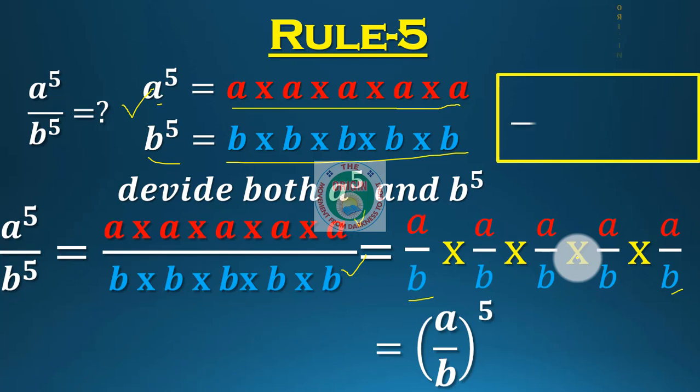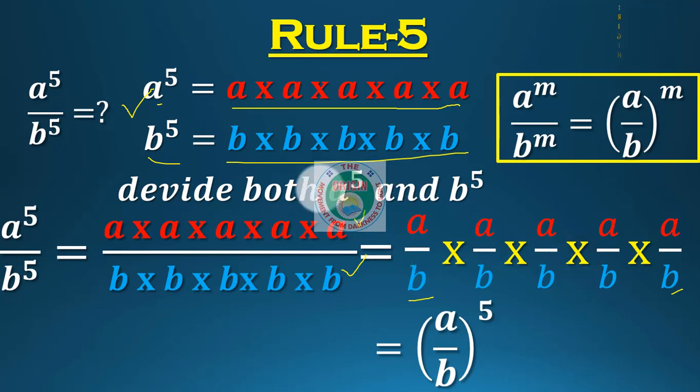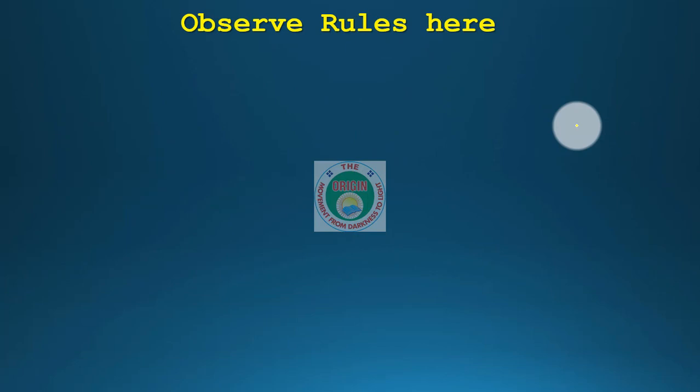According to this, rule 5 is a power m by b power m equal to a by b whole power m. That is powers equal and bases different. That is rule 5.